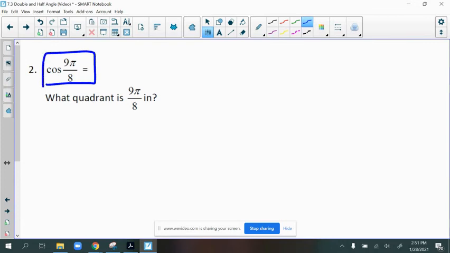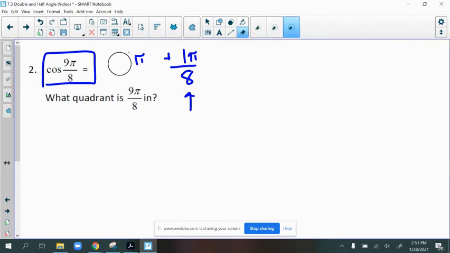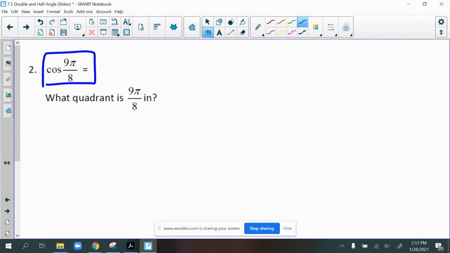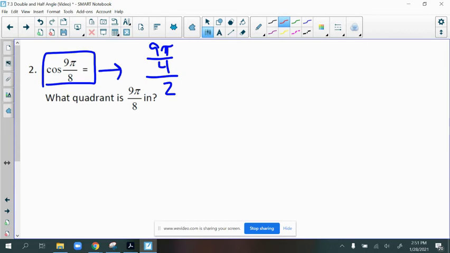What's weird about 9 pi over 8 is I could change it into 8 pi over 8 plus pi over 8, but then I still have a denominator of 8, and so I don't know what that is. So it's not useful to use sum and difference anymore because I can't break it apart. So instead, I'm going to use the half angle. And what I'm going to do is rewrite this as 9 pi over 4 over 2. And I can do that because I didn't really change the problem. And this is saying theta over 2, a half angle. Okay? And this is implying your theta that you're going to use.